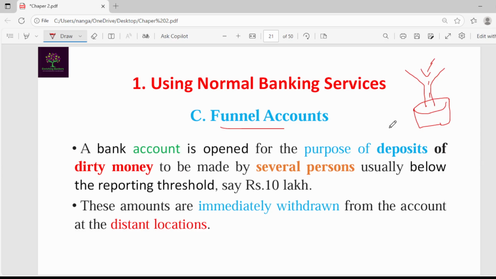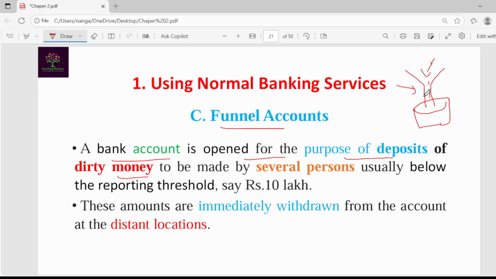So if you pour the liquid into this funnel, the funnel directs that water or liquid into this vessel or bottle. So here a bank account is opened for the purpose of deposits of dirty money. One bank account is opened as a funnel.